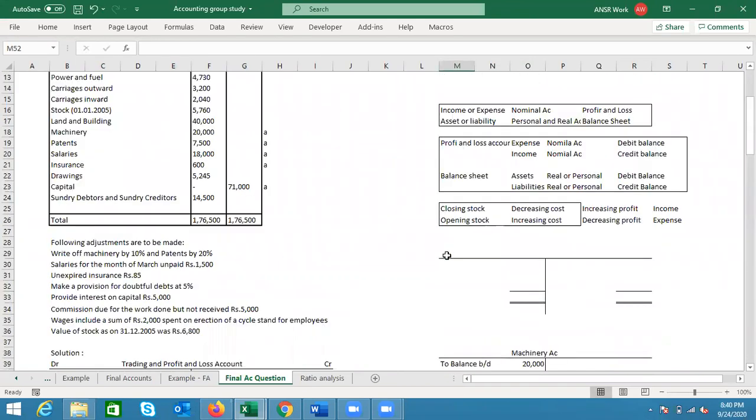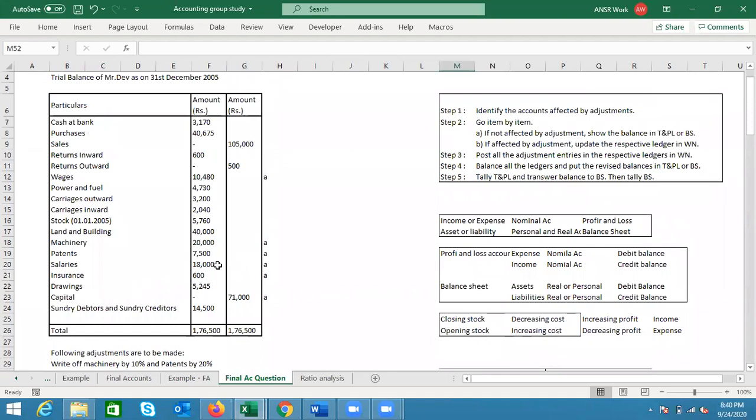Now here is the logic. If you're finding it difficult, simply look at whether it's in the debit side or credit side. It's in the debit side, right? I had told you, if it is a debit balance, the balance brought down will come in the debit side. If it is a credit balance, then balance brought down will come in the credit side. Got it.